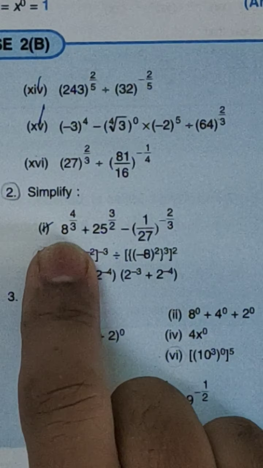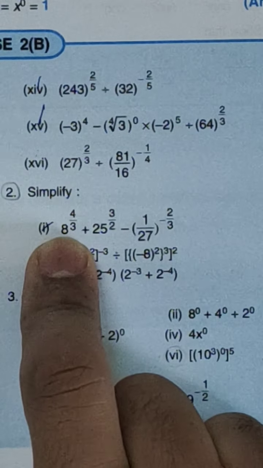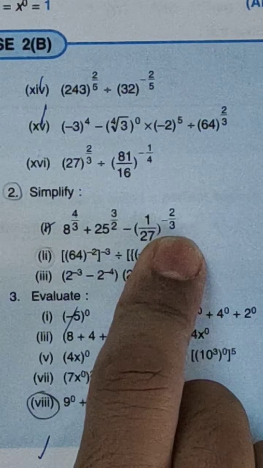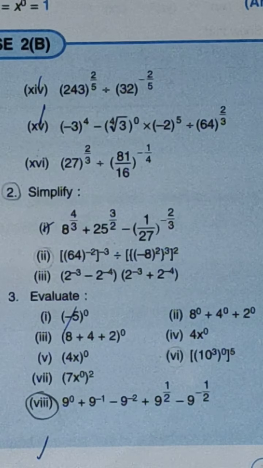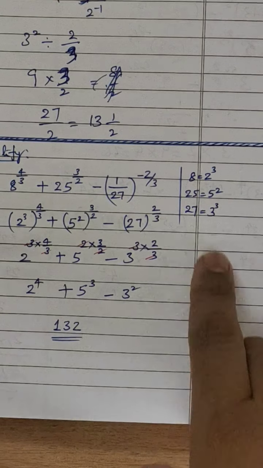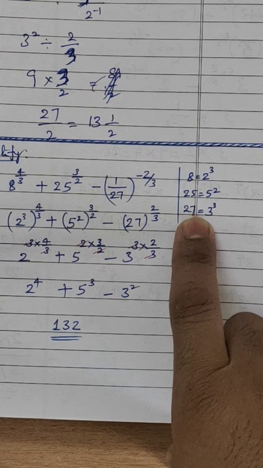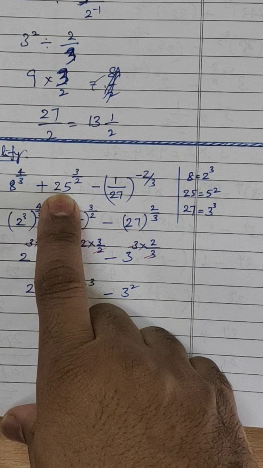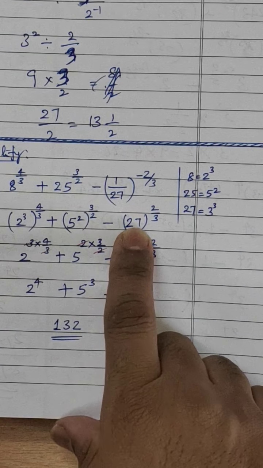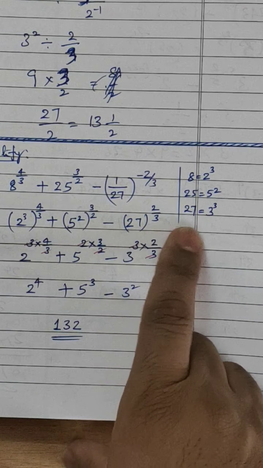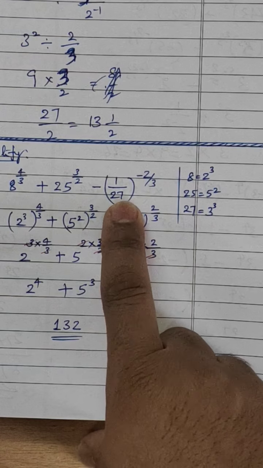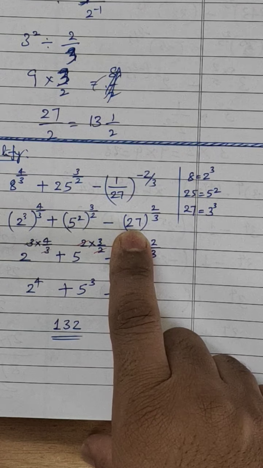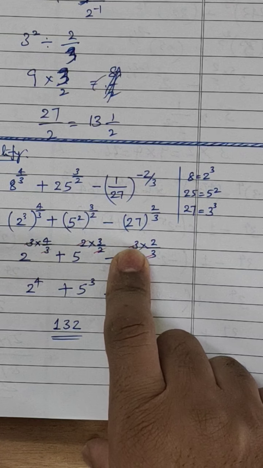Then apply the formula: a to the power of m whole to the power of n is equal to a to the power of mn in all the three numbers. 8 equals 2 cube, 25 is equal to 5 square, 27 is equal to 3 cube. Here in place of 8, 2 cube, in place of 25, 5 square, in place of 27, we have 3 cube. Before that, because there is a minus sign in the power, we can invert this. That will become 27. 27 is written as 3 to the power of 3.